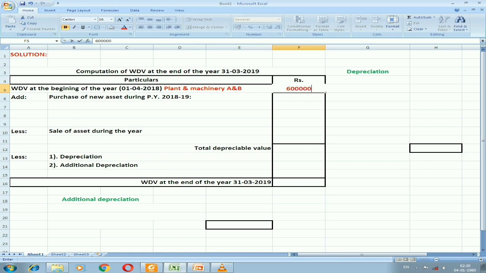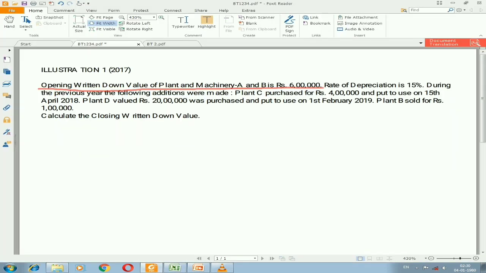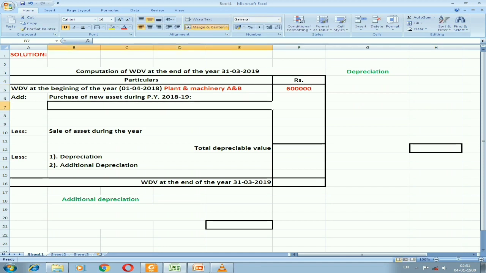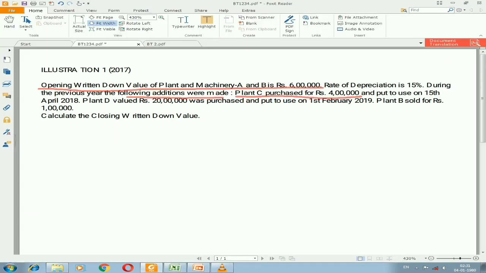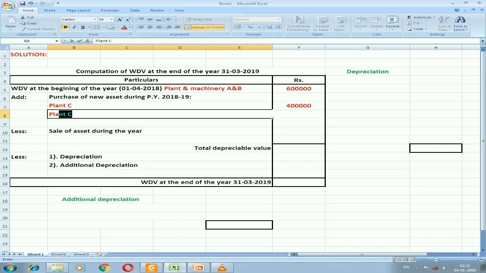Then I need to add purchases of any new assets which are purchased especially in the year 2018-19. I need to write that. So here they have made two additions. One is they have purchased plant C and also plant D. So let us consider first plant C purchase. So I'm writing plant C, amount of rupees 4 lakh. So next purchase is plant D, which is valued at rupees 20 lakhs. So I'm entering plant D, which is the amount of 20 lakhs in the amount column.